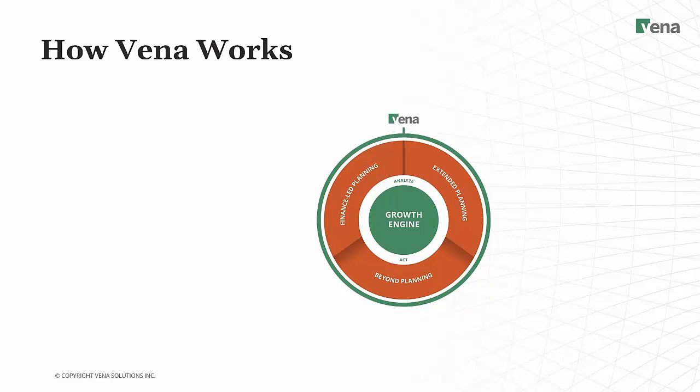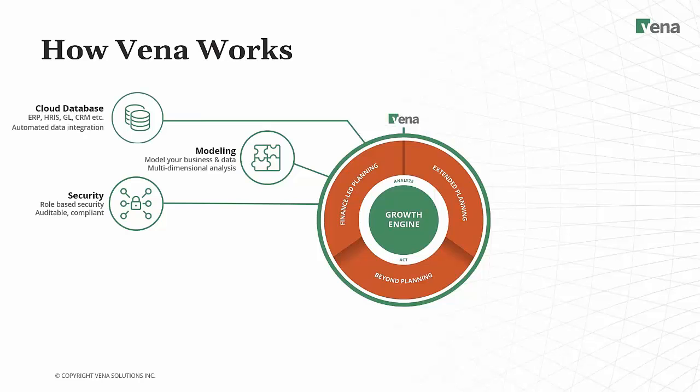VENA starts with what we call the complete planning circle. At its heart is the growth engine. VENA's central platform powers your finance-led and all your extended planning processes, as well as processes beyond basic planning. Here's how it works. We start with that cloud database. This is where we're going to bring in and store and aggregate all your user data, such as plans, forecasts, what ifs, as well as any user comments, supporting documents, and so on.